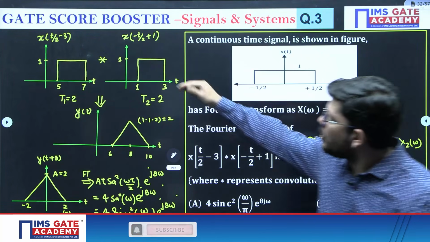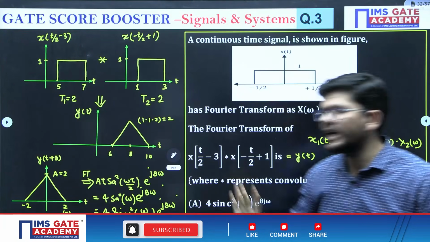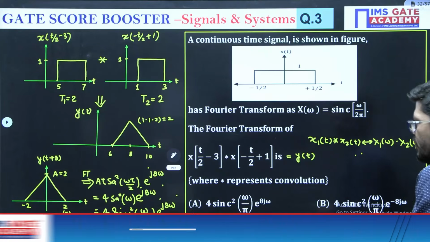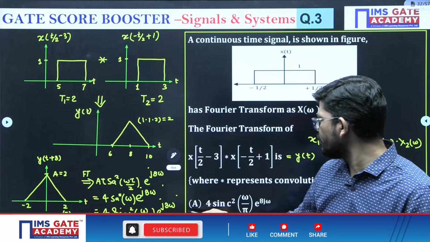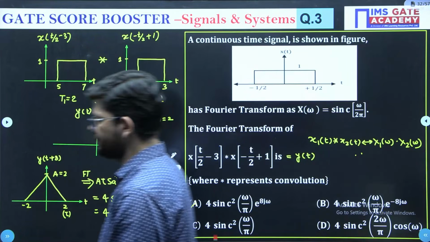Got it? We got the convolution first, then we shifted this signal, and now we have taken the Fourier transform of this shifted signal. So it is coming like this. Now is there an option? 4 sinc squared of omega by pi, e to the power 8j omega, is given in option number A. So this is how you can get it done.